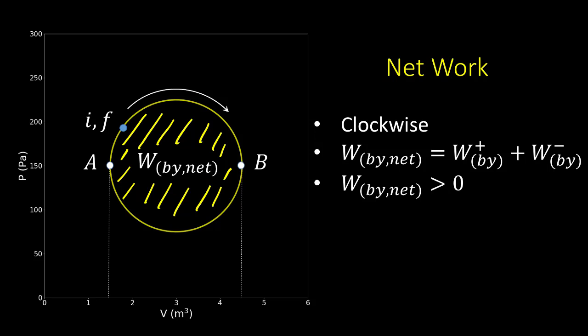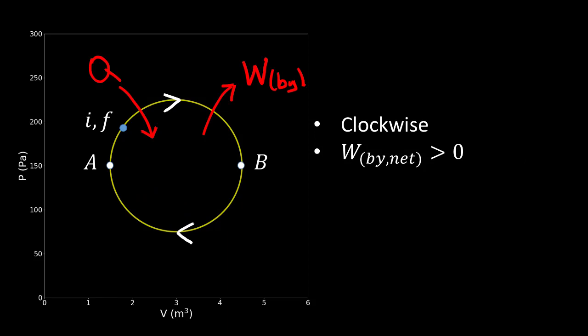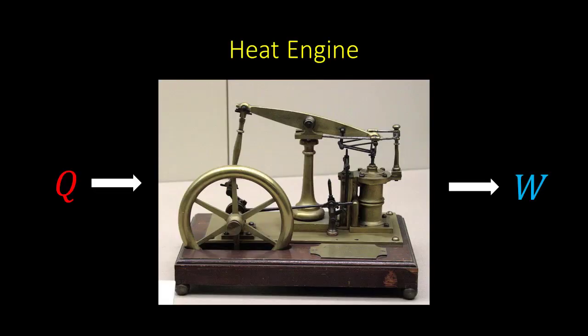Note that the net work is the positive area enclosed by the cycle on a PV diagram. In a clockwise cycle, net positive heat is added to the gas, which converts all this heat into net positive work, since the change in U is zero. This is the physics basis of a heat engine, which is a device that converts heat into work.